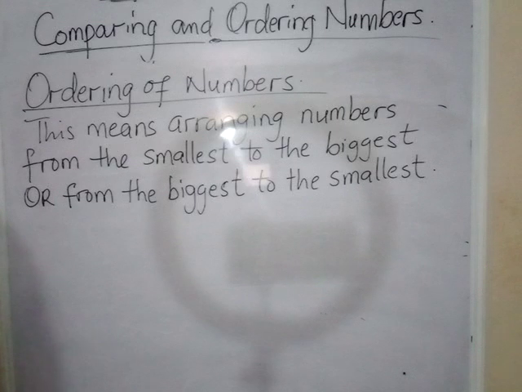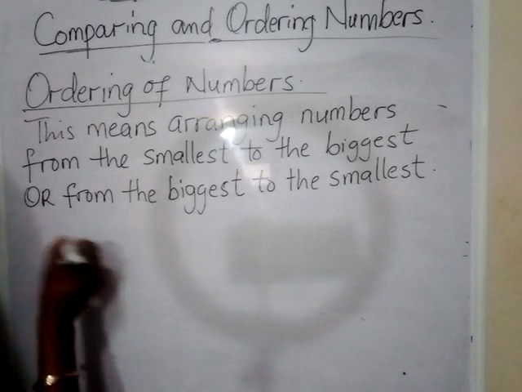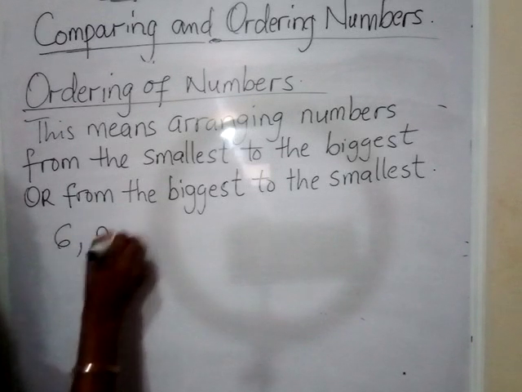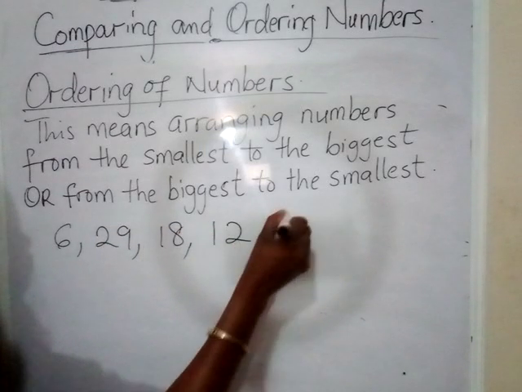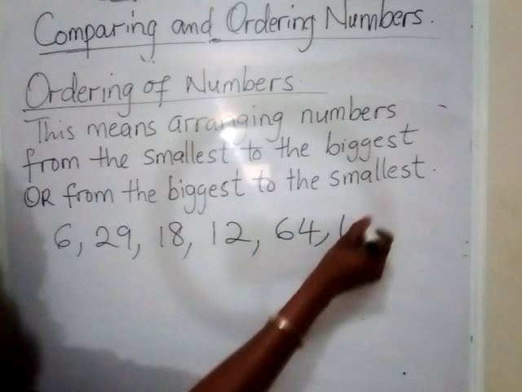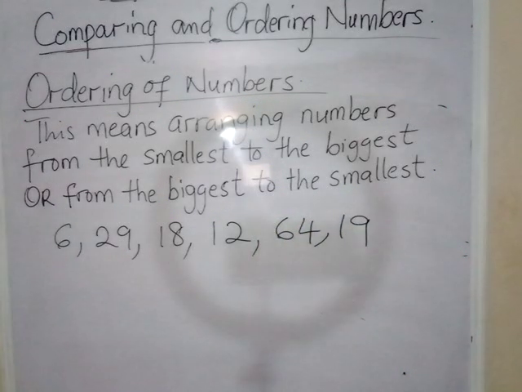Now that we have learned about comparing numbers, we have seen how we can compare numbers to see which one is bigger or smaller than the other. We are now going to try and order some numbers, okay? Let's try and order these numbers. We have a set of 6 numbers there.